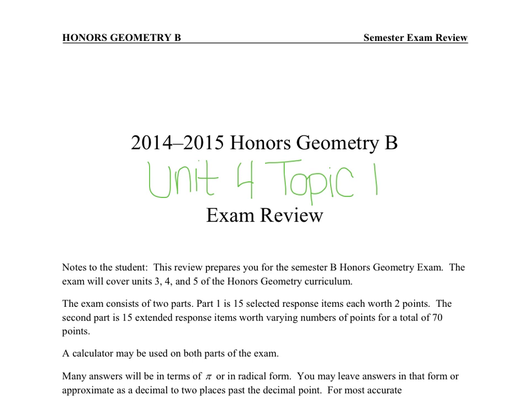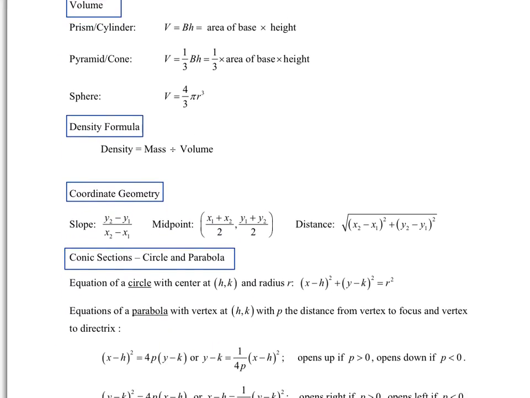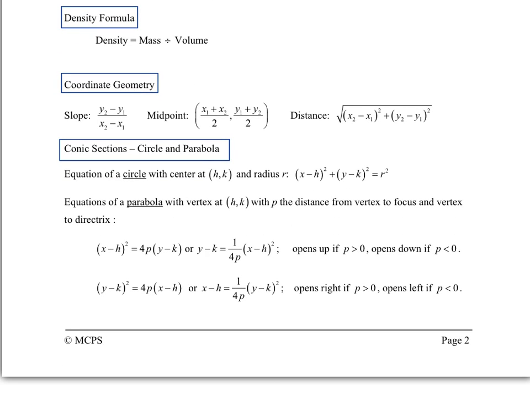This is the exam review video for the Honors Geometry exam for Unit 4, Topic 1. Remember that you will be given these formula sheets on the exam, and they're going to be very important because, for instance, with this unit, we're going to be dealing with conic sections. So we'll need to know the formulas for parabolas and for a circle, and this can help you focus on what to study, what to memorize, versus what you don't need to memorize.